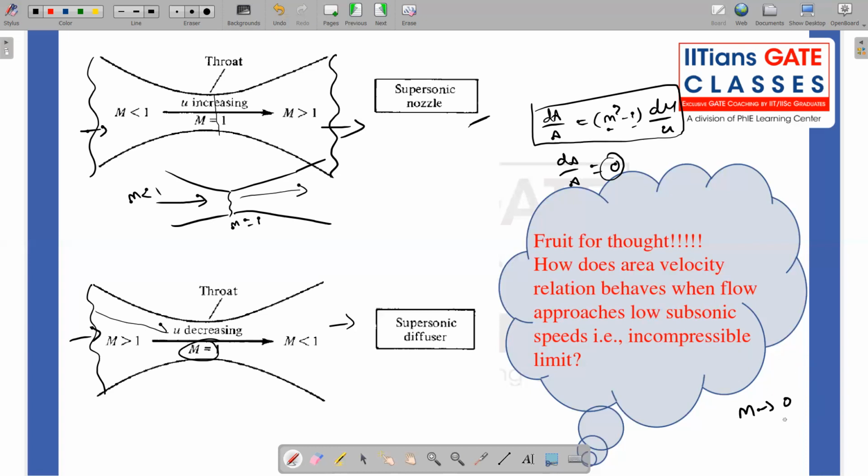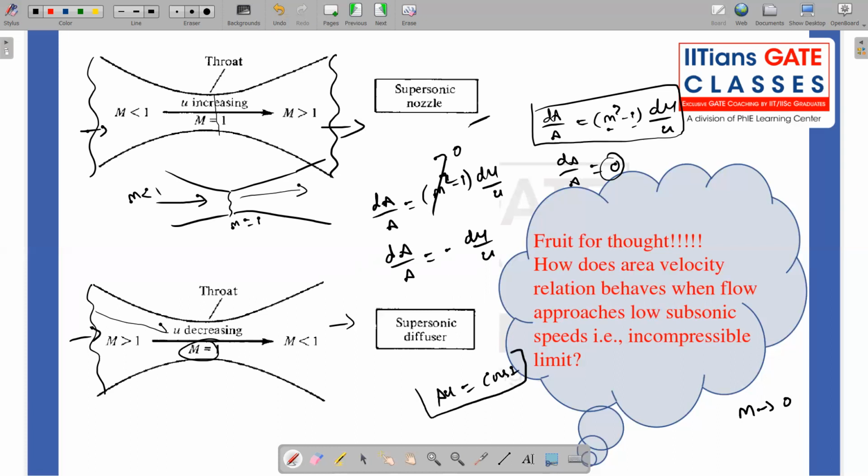So if M approaches 0, look at this equation. What it becomes: dA by A is equal to (M square minus 1) times du by u. So if M approaches 0, in the limit of incompressible flows, it becomes just dA by A is equal to minus du by u. What does this say? It just says A times u is constant, right?